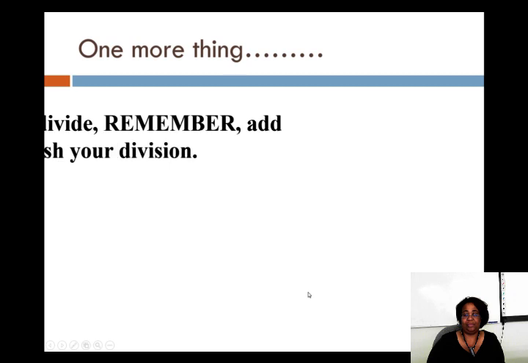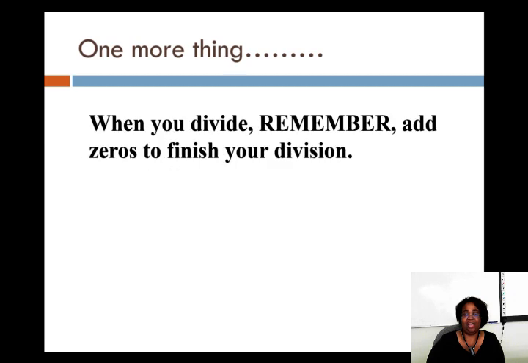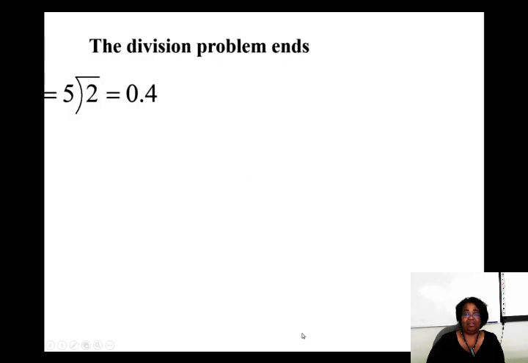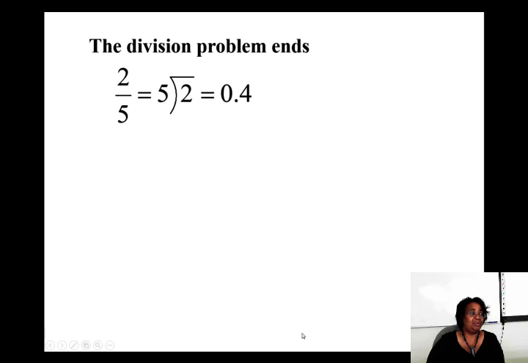One more thing. When you divide, remember, add zeros to finish out your division. And two things will happen. You're going to get what's called a terminating decimal. A terminating decimal stops. So if I were to take 2/5 and I divide 5 into 2, I put my decimal up here and I start putting a 0 down. 5 goes into 20 4 times. It stops. I have nothing else to bring down.